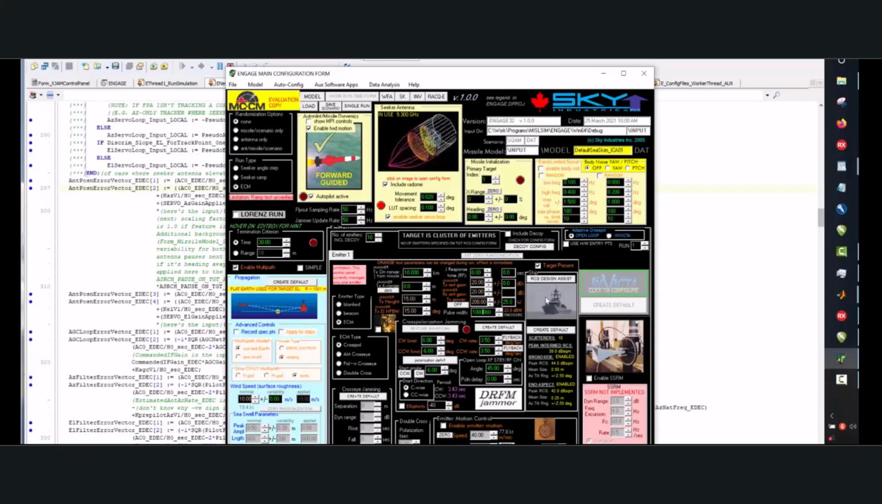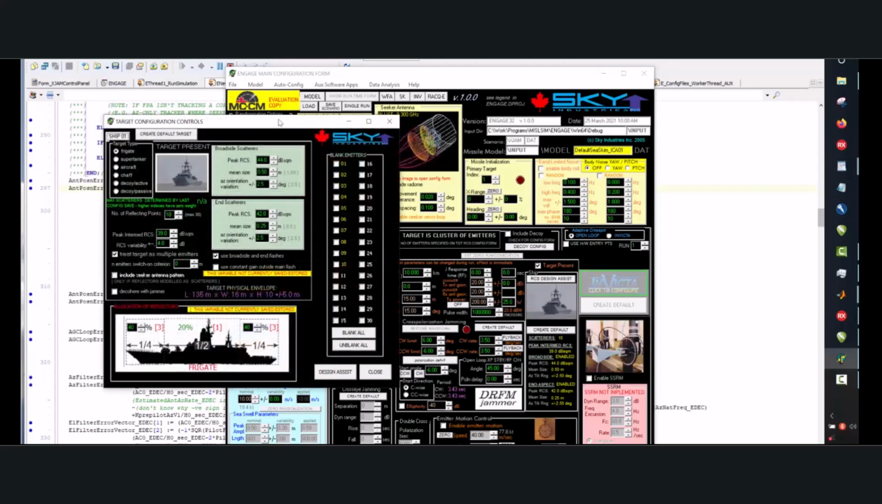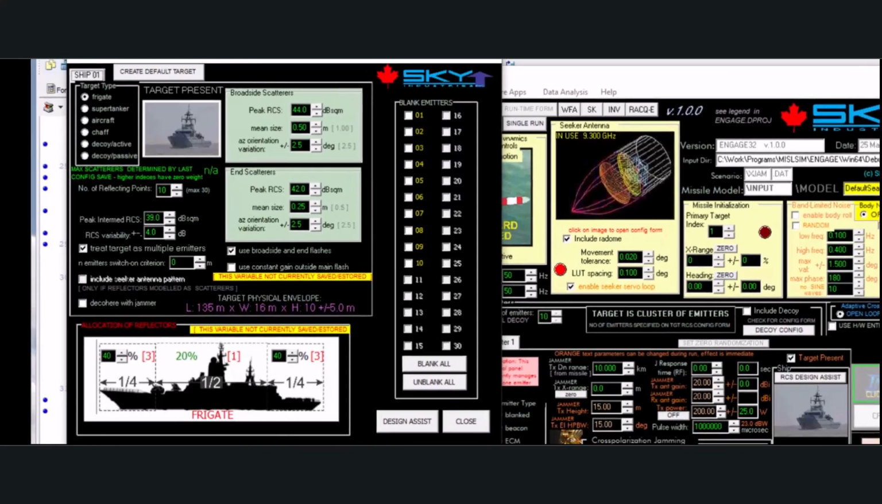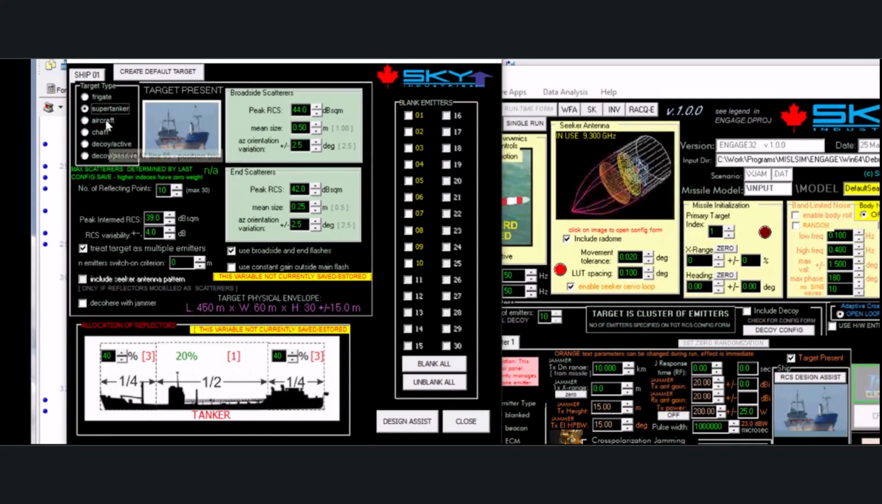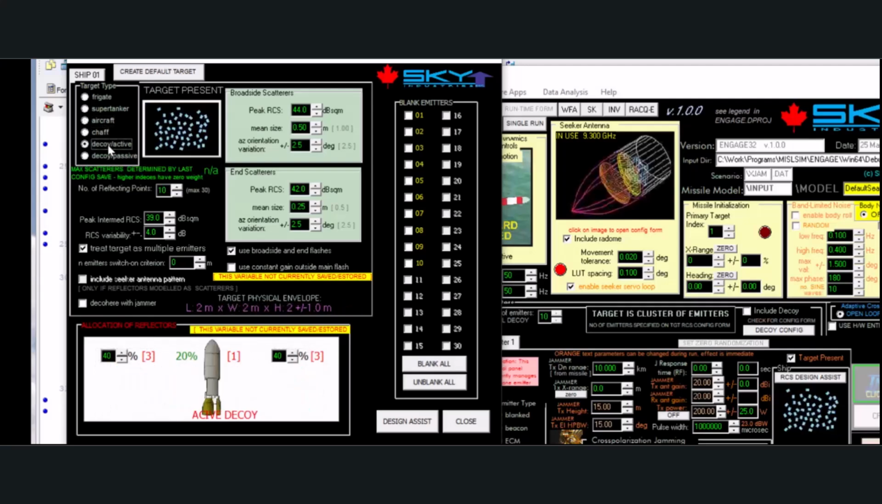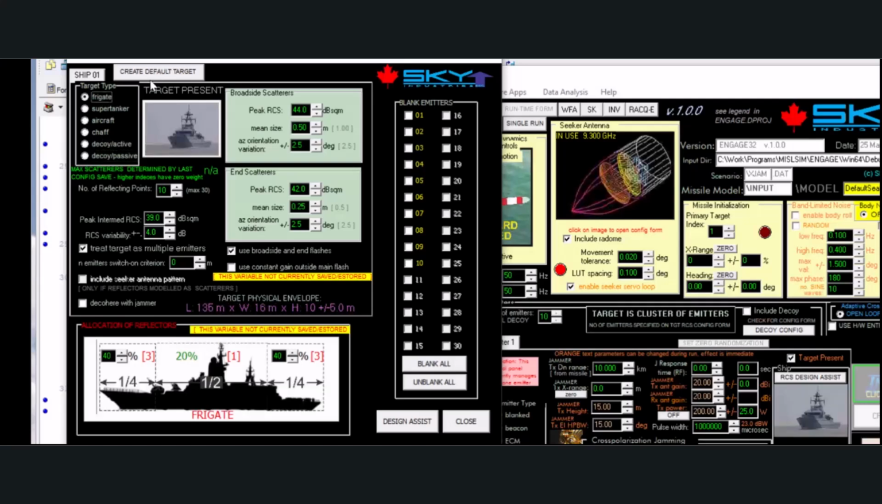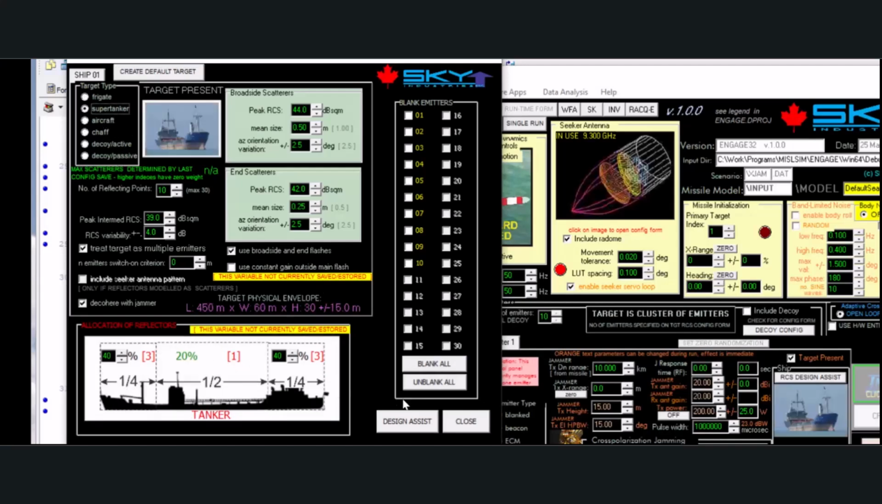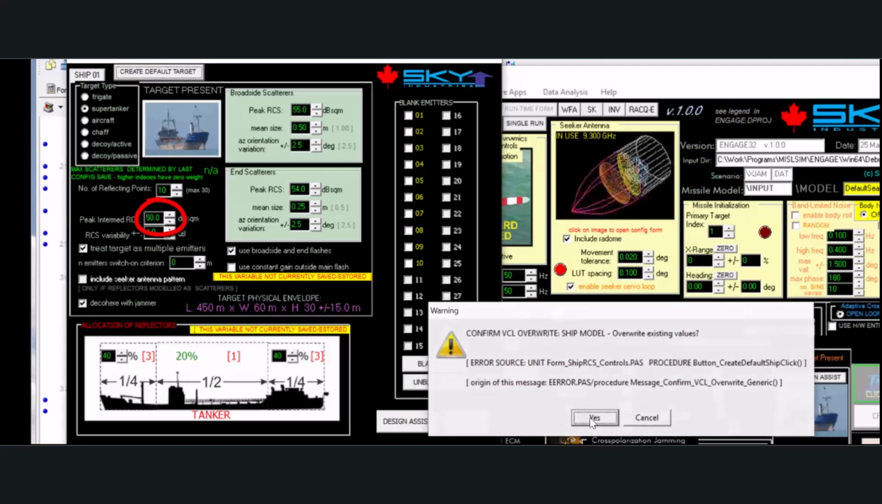Target model. If we click on the ship, up comes another form. Okay, well, we have different kinds of ships. There's a frigate, a supertanker, aircraft, a chaff cloud, an active decoy, a passive decoy. But if you pick one and click Create Default, it'll set it up for that. If we want to do, for example, a supertanker, a big one, and click Default, watch the peak and intermediate RCS. Those will all change.